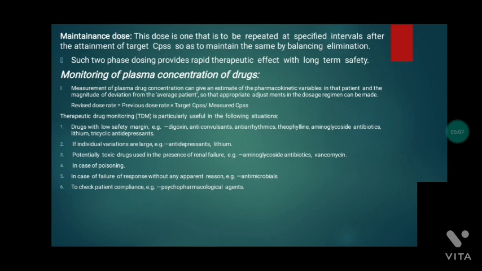Therapeutic drug monitoring is particularly useful in the following situations. Drugs with low safety margin; if individual variation is large; potentially toxic drugs used in the presence of renal failure; in case of poisoning; in case of failure of response without any apparent reason; to check patient compliance.